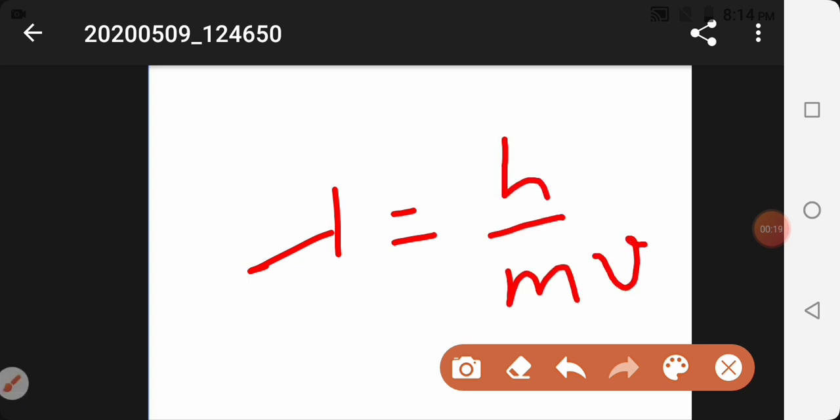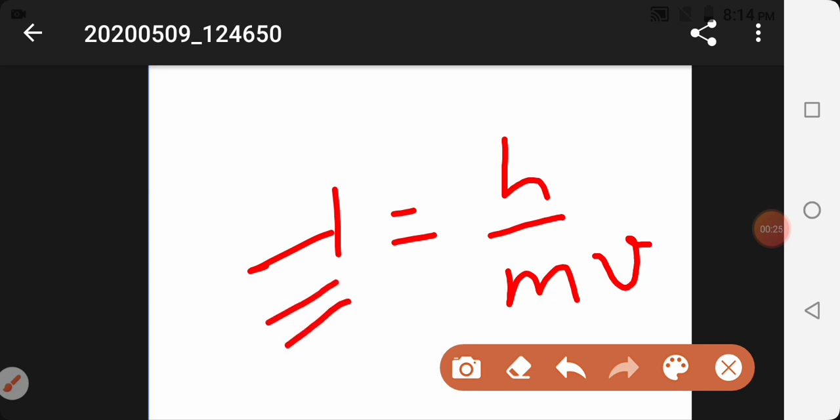We are going to discuss a relation which is known as the de Broglie equation. The de Broglie equation is lambda is equal to h upon mv. Okay, this is called the de Broglie equation, where lambda is the wavelength of matter wave.